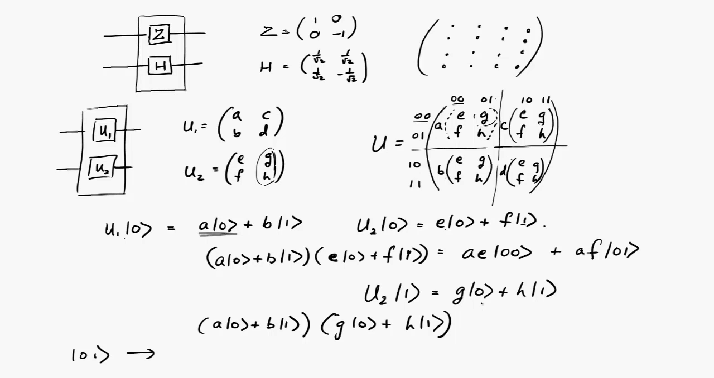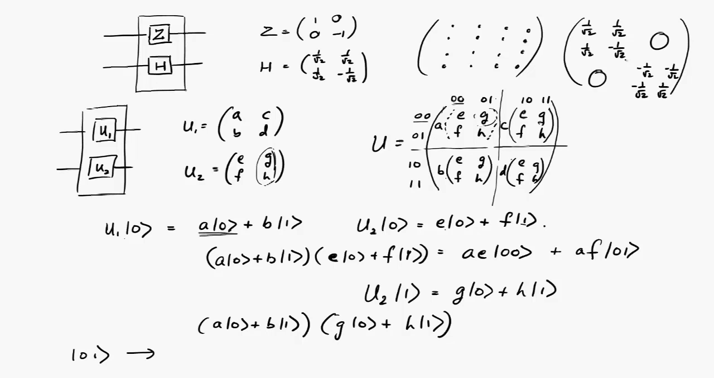Okay, so what does this tell us about this particular case that we started with, where U1 is Z and U2 is H? Well, you can just read it off. So the unitary transformation should be what? Well, it should be 1 over square root 2, 1 over square root 2, 1 over square root 2, minus 1 over square root 2, 0, 0, and then we multiply by minus 1. So we get minus 1 over square root 2, minus 1 over square root 2, minus 1 over square root 2, 1 over square root 2.